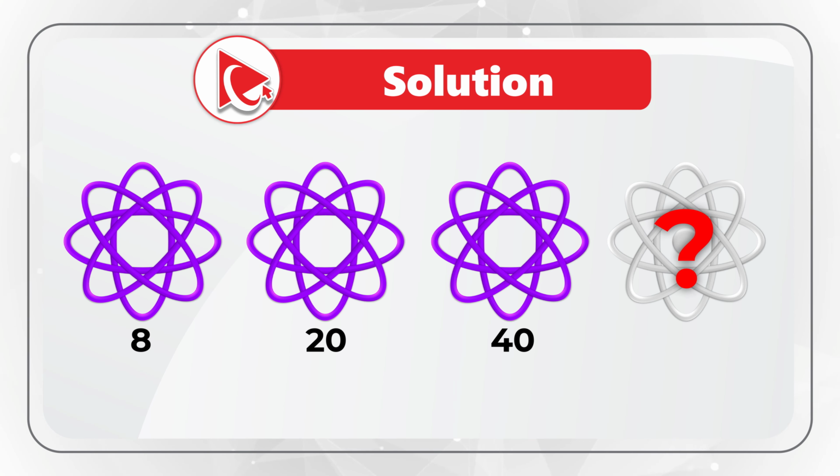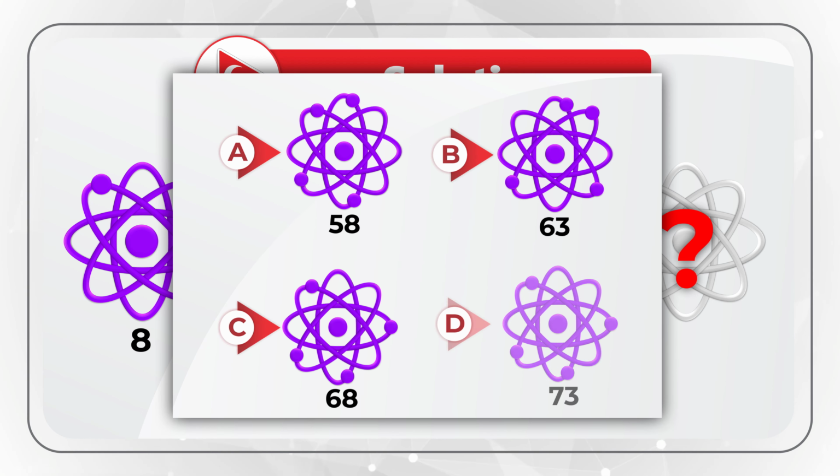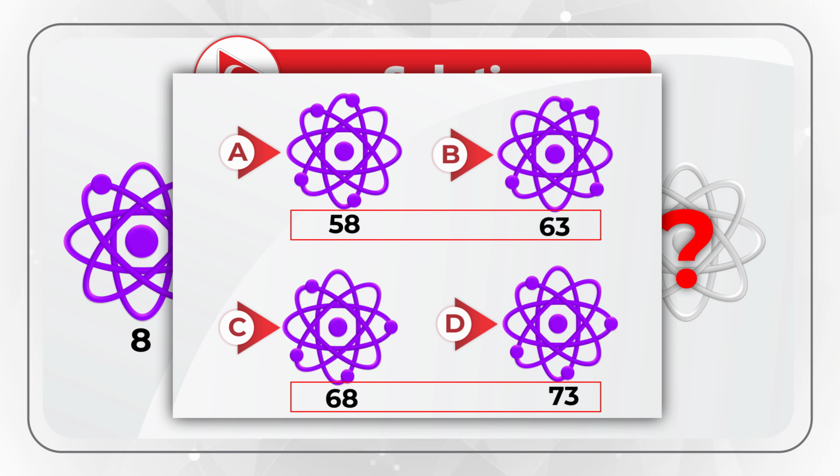Let's look closely at the shape here. The shape consists of small spheres, and the number of spheres increases with every shape. First shape has 1 sphere, second shape has 2 spheres, and third shape has 3 spheres. So we can reasonably conclude that the fourth and missing shape will have 4 spheres. Well, this is not much help here, because if you look at the choices A, B, C, and D, they all have 4 small spheres. So our next step here to solve this challenge is to look at the bottom number.